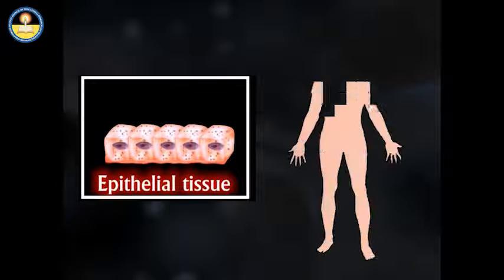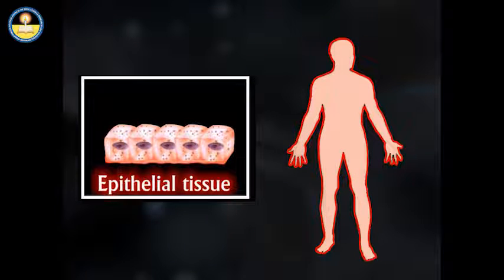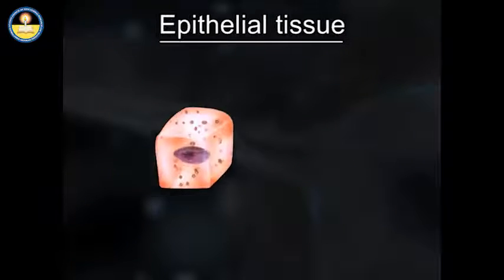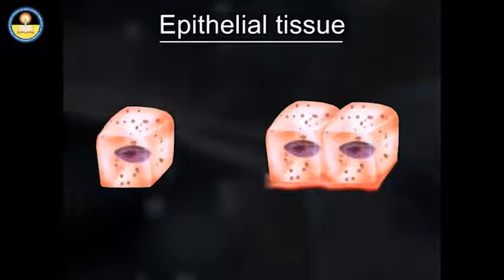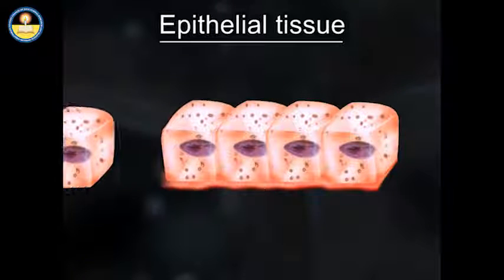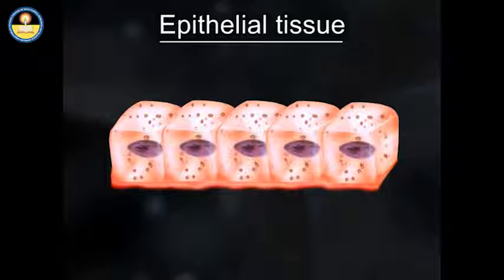Epithelial tissue protects your body from moisture loss, bacteria, and internal injury. The cells of the epithelial tissue pack tightly together to form continuous sheets that serve as a lining in different parts of the body.